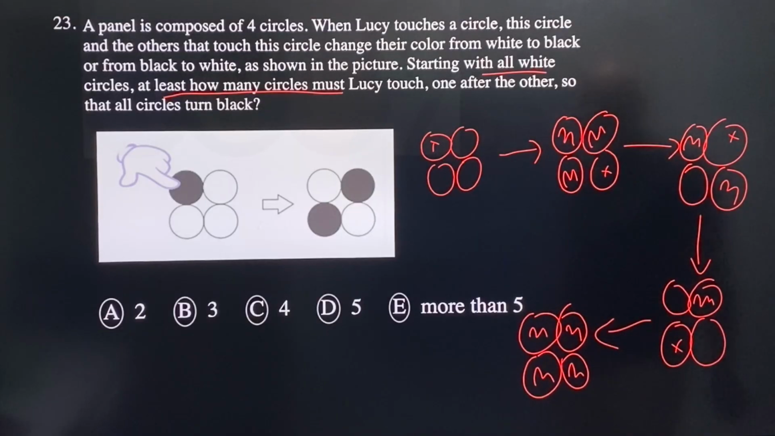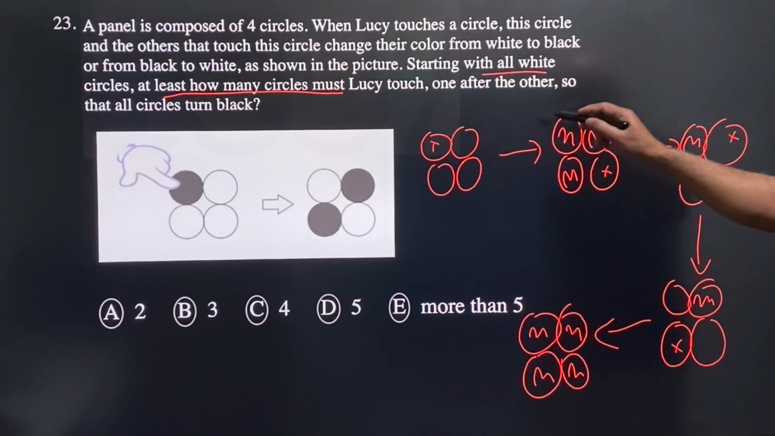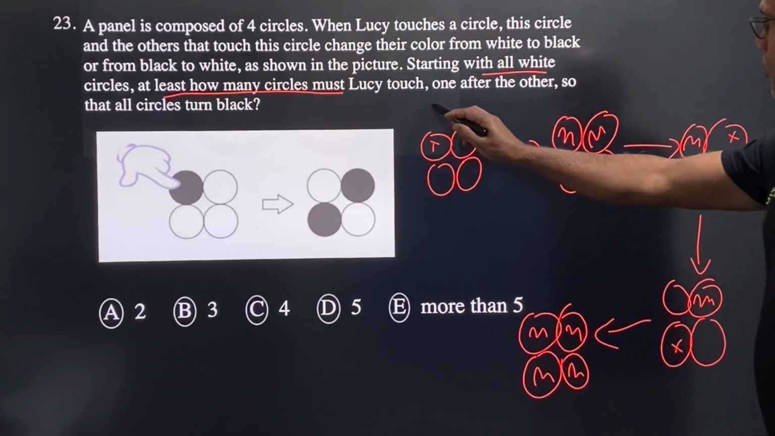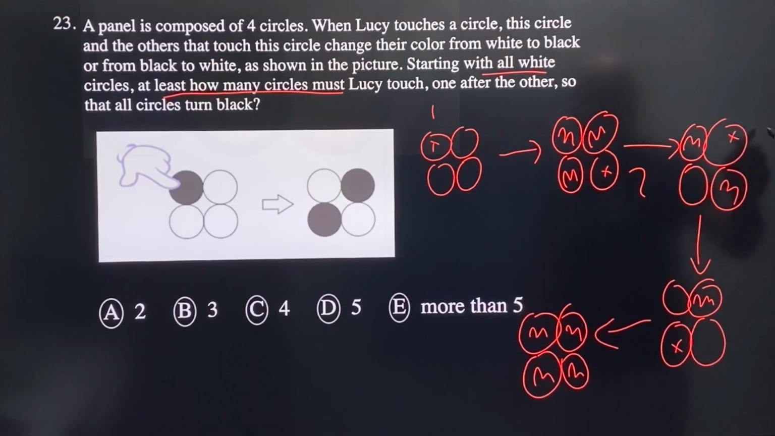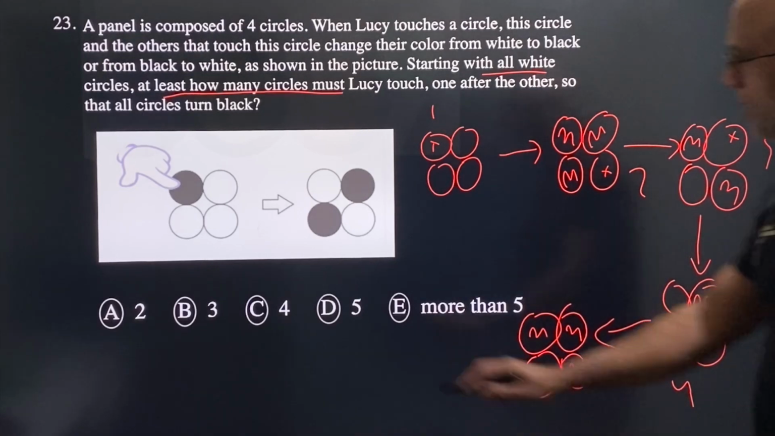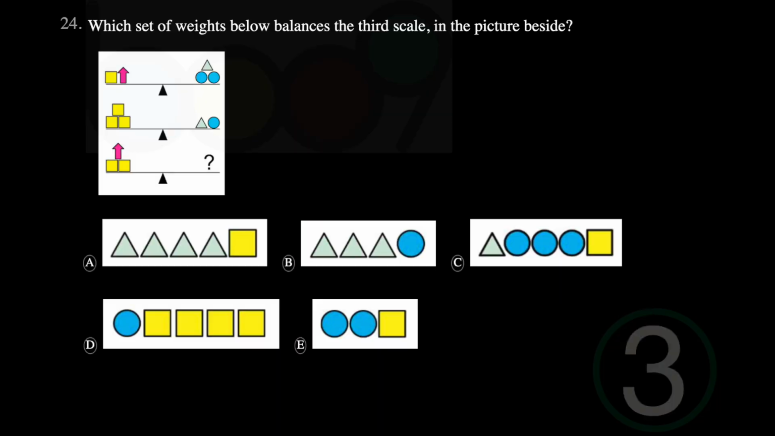Now I have everything black. So I have 1 touch, 2 touch, 3 touch, 4 touch to get all black. C is the correct choice.